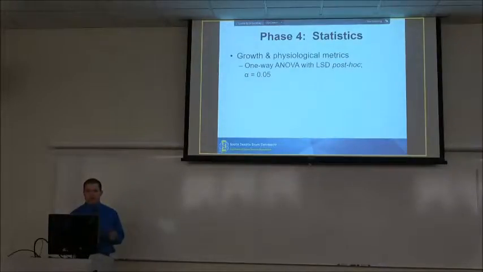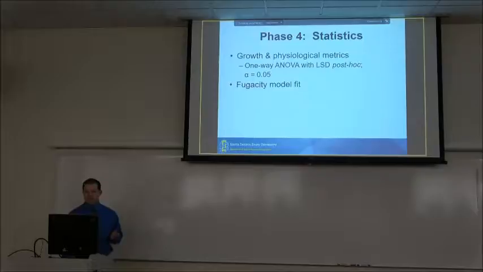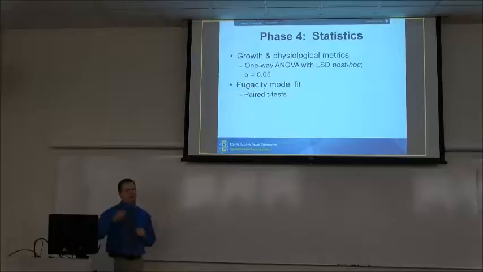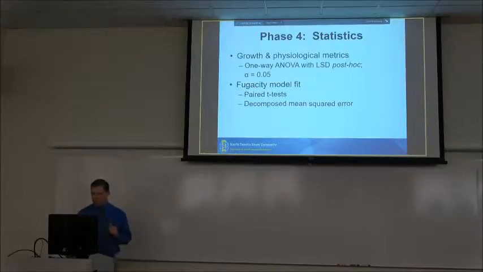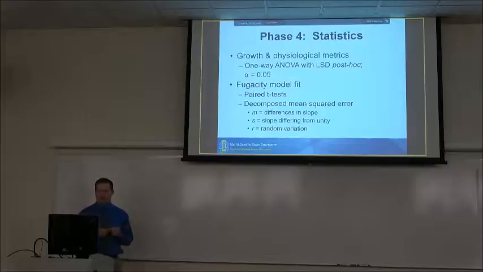So just some basic stats for our growth and some of our physiological metrics. We will use a one-way analysis of variance again with an LSD post-hoc. For the fugacity model, we will analyze in order to determine its overall accuracy, we'll use 2 different methods. The first will be a paired t-test, looking at the estimated values against our actual values. And the second will be a decomposed mean square that looks at the differences in slope between our estimated and actual values, along with the slope differing from unity and the random variation within the system.